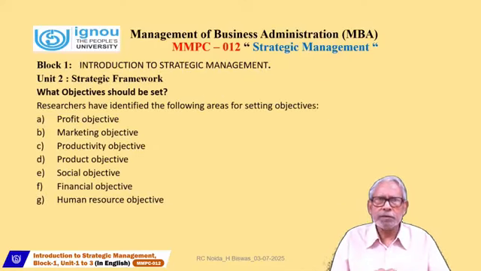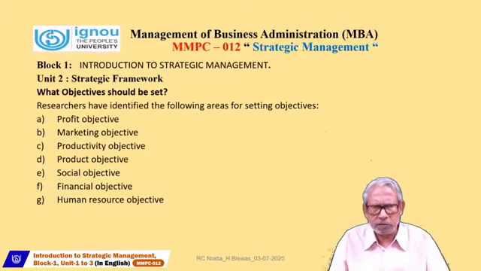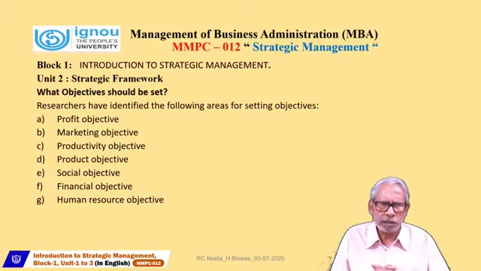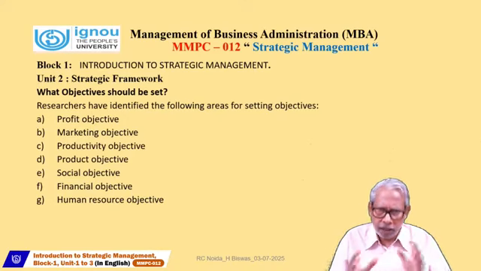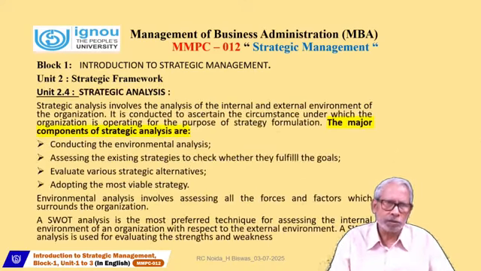Then researchers have identified some of the following areas for setting the objectives. As I said, same thing, it's just tabulated here actually. Profit objectives, marketing, productivity, products, social, financial, human resource management. These all are the areas where I have to set the objectives.